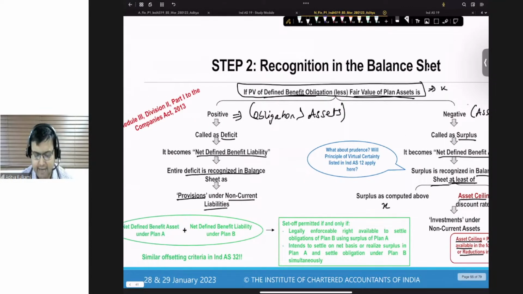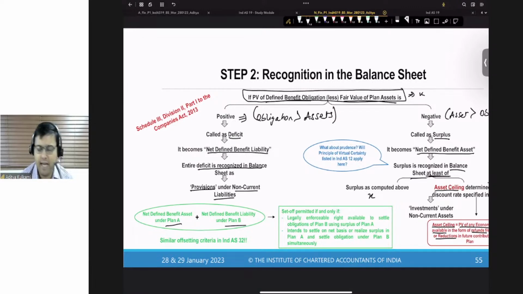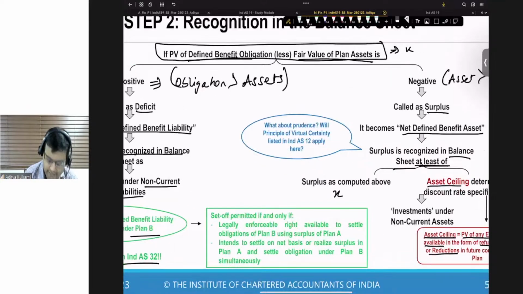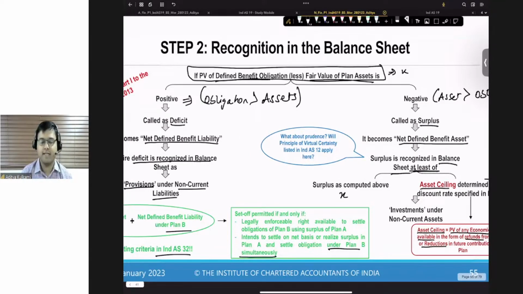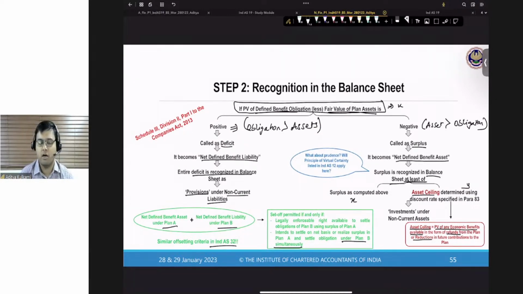Net defined benefit asset under plan A, net defined benefit liability under plan B. Can you offset it? You have two obligations, two plans. You follow the principles of Ind AS 32, which you have already studied. Set-off is permitted if and only if a legally enforceable right is available to settle the obligations of plan B using the surplus of plan A, and the entity intends to settle on a net basis or realize the surplus in plan A and settle the obligation under plan B simultaneously. That is the offsetting criteria you had studied in Ind AS 32. If the same criteria exist, you can net off assets and liabilities of different plans.